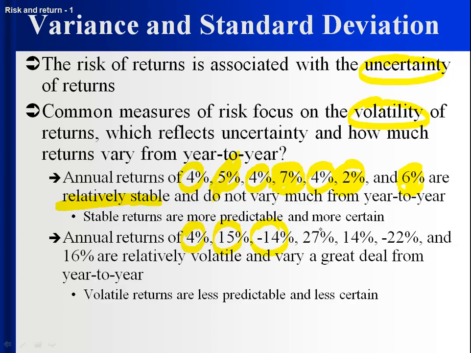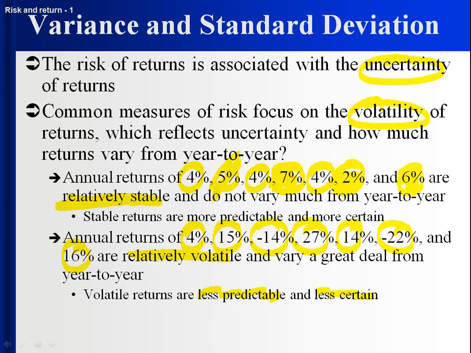Suppose you have another asset or another investment and had annual returns of 4%, then 15, then negative 14, then 27, then 14, then negative 22, and then 16%. Those would be relatively volatile. They vary a great deal. One year they're up, the next year they're down, and they're much less predictable and less certain.